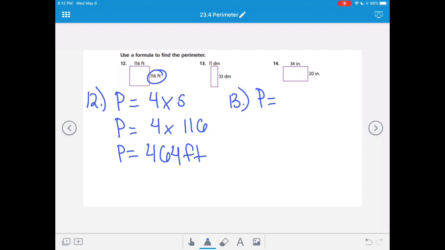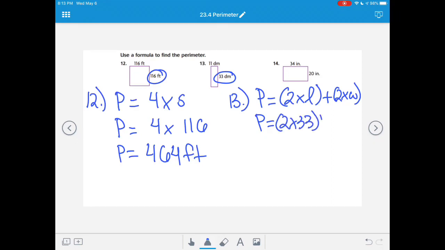Number 13, the perimeter of a rectangle is different. The formula is 2 times the length plus 2 times the width. Now I'm going to fill in the L and W. I have the length is 33 decimeters, so 2 times 33. And then I have the width is 11, which is 2 times 11 for the width.